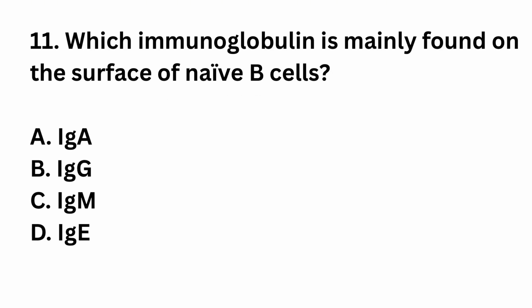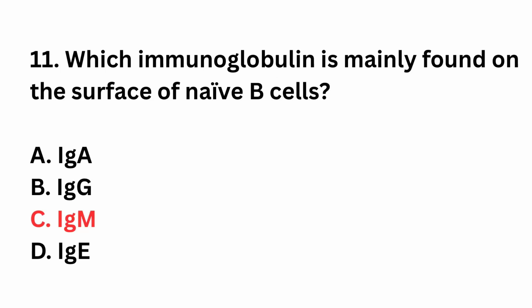Question number 11. Which immunoglobulin is mainly found on the surface of naive B cells? IgA, IgG, IgM, IgE. The right answer is option C, IgM. Surface IgM acts as a B cell receptor. It helps to recognize new antigens.